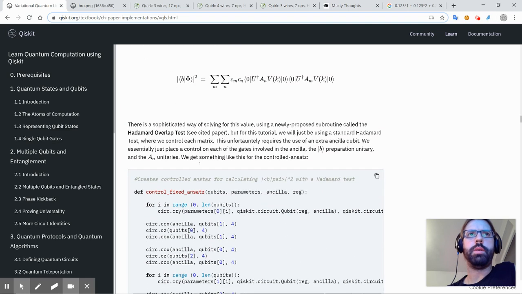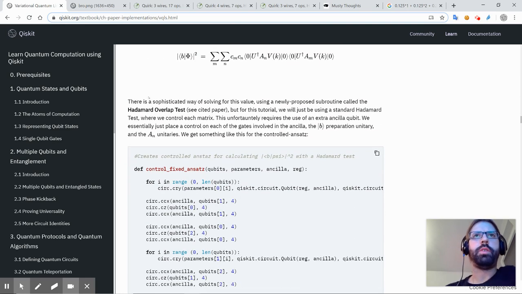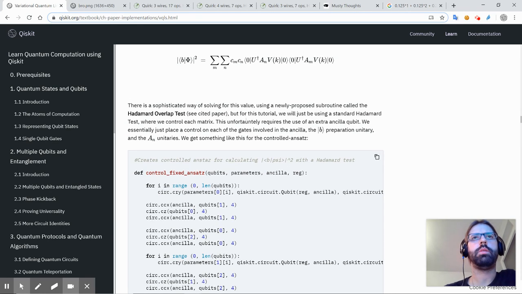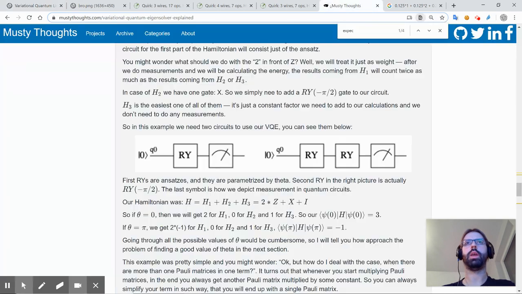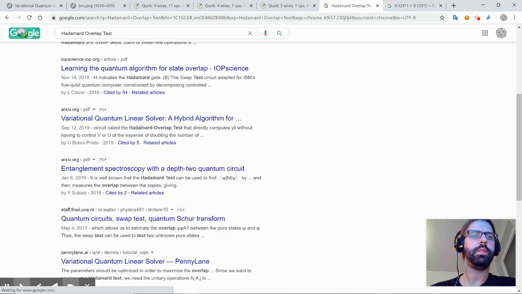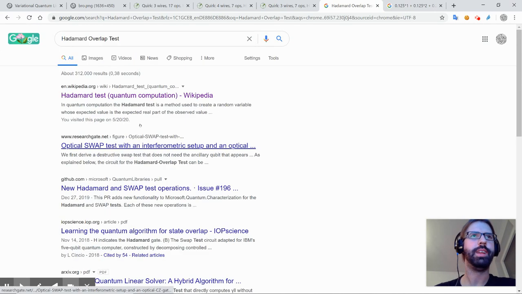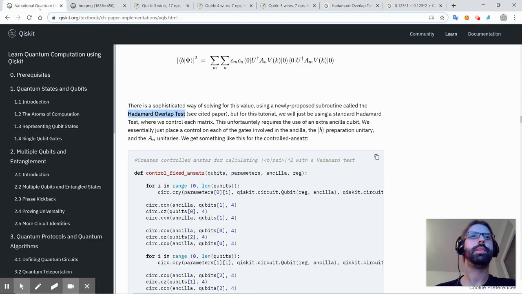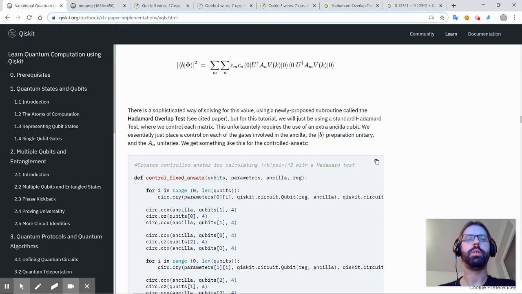Blah, blah, blah. So there is a sophisticated way of solving for these values using a newly proposed subroutine called the Hadamard overlap test. Man, that's a lot of new stuff in here. Hadamard overlap test. Hadamard test, okay, it doesn't seem like there's something new in here. Come on. A cited paper at the end or what?